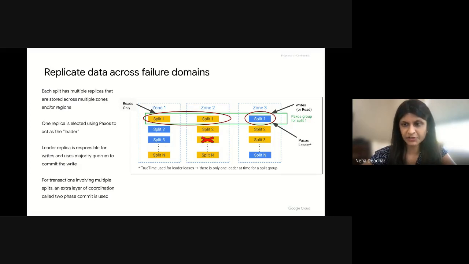Now for transactions that involve multiple rows, so let's say that you are doing a write that goes to multiple splits, your write transaction will need an extra layer of coordination called a 2-phase commit, where the different splits act as participants in the 2-phase commit, and there's 1 split which acts as the coordinator and coordinates the transaction.